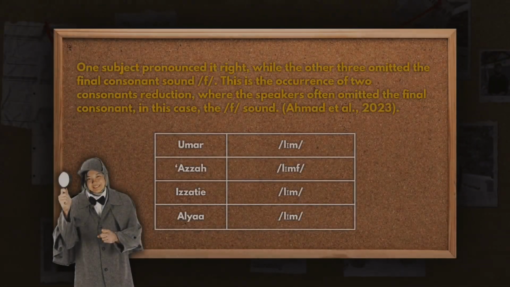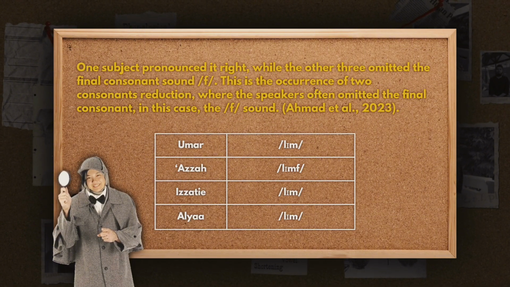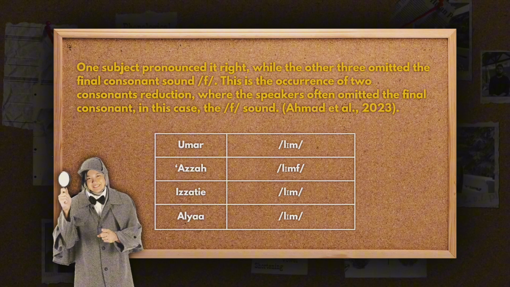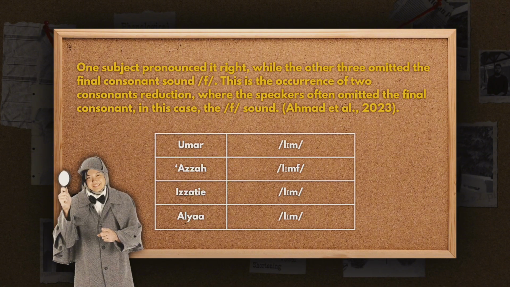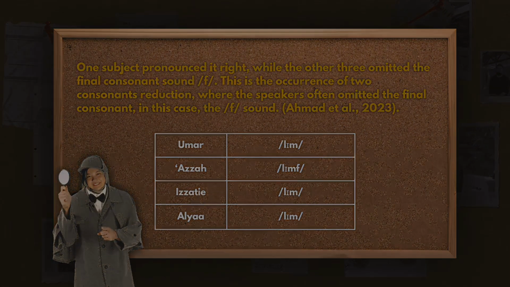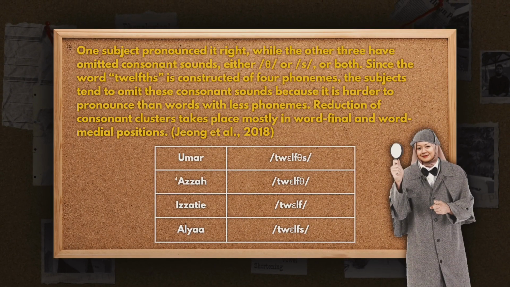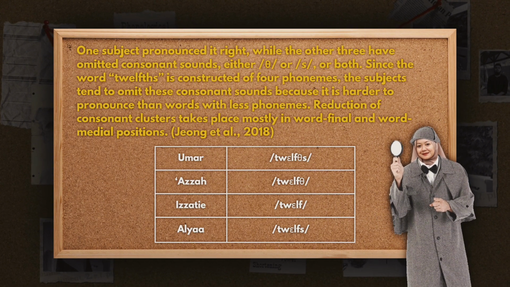Lim. One subject pronounced it right, while the other three omitted the final consonant sound f. This is the occurrence of two consonants reduction, where the speakers often omitted the final consonant, in this case, the f sound. 12. For the word 12th, one subject pronounced it right, while the other three have omitted consonant sounds, either th or s, or both.